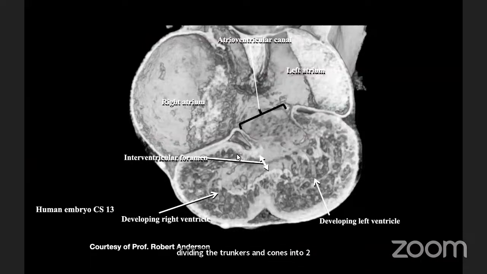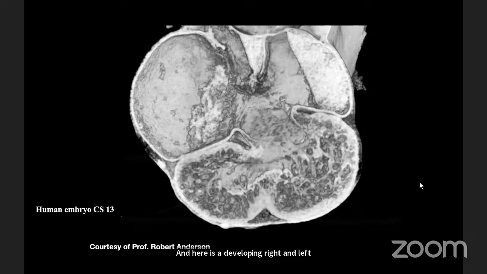And if we cut this in a 4-chamber view, we would see again that here is the AV septal defect a little later, which has now moved over so that there is a communication from the right and the left atrium into this ventricle. And this then becomes the secondary interventricular foramen. And here are the developing right and left ventricles.